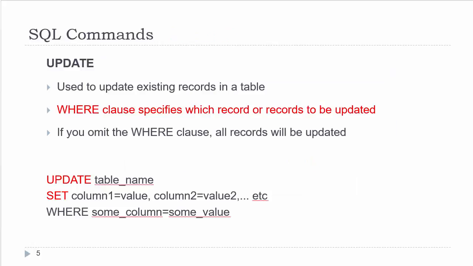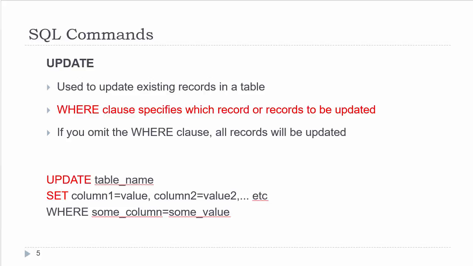The update command is used to update an existing record. It could be used to update one field in that record or multiple fields in that record. You need to specify a where clause with the update command to specify which record or records will be updated. If you do not specify that, all of the records will be updated.